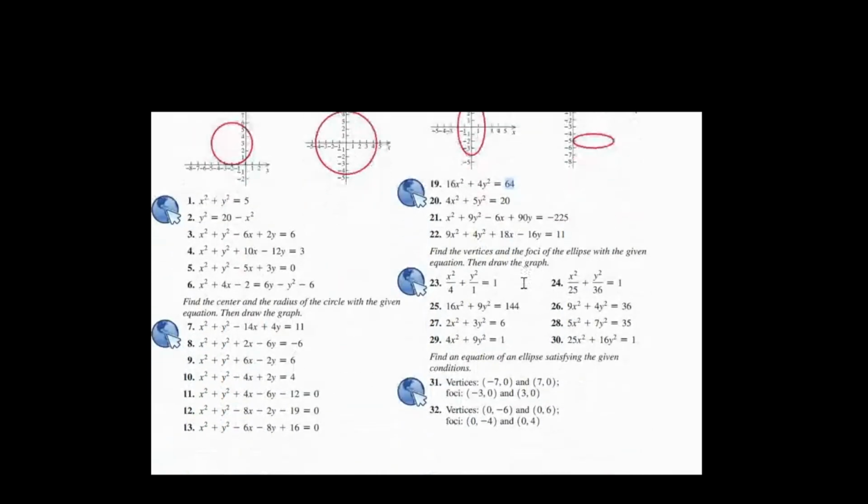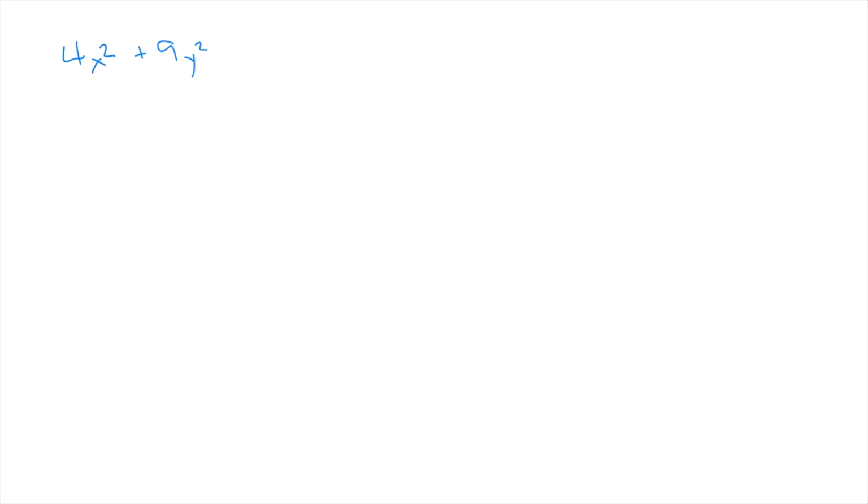Okay, let's pick one of these. Here I go. This is number 43. 4x squared plus 9y squared. Notice this plus. That means it's an ellipse. 4x squared plus 9y squared minus 16x plus 18y minus 11.